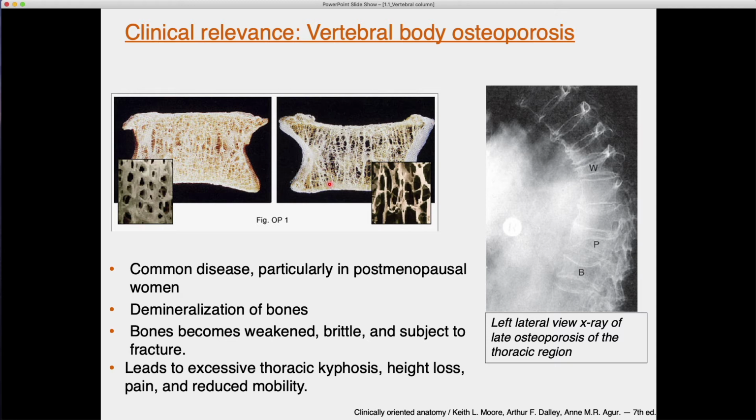Osteoporosis can affect any bone, commonly the vertebrae, the head of the femur, and the bones of the hand. But vertebral body osteoporosis is commonly seen in postmenopausal women. As we can see by this radiograph, because we've lost so much bone density and the bones become weak, this can lead to excessive kyphosis in the thoracic region. It also leads to reduced mobility, height loss, and in extreme cases, pain.